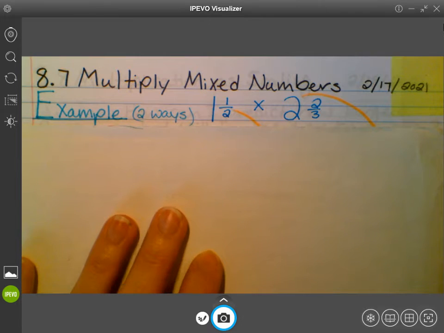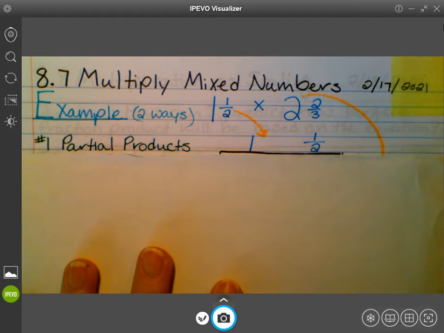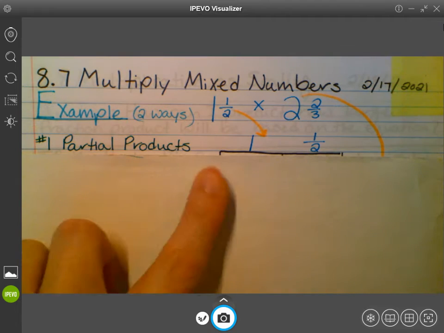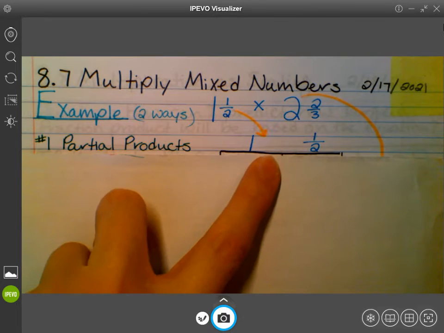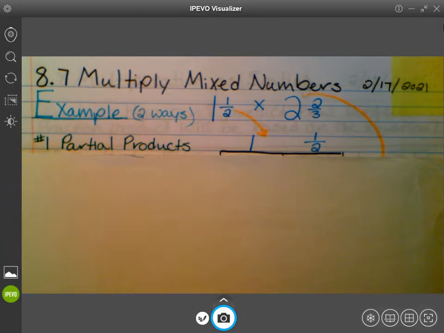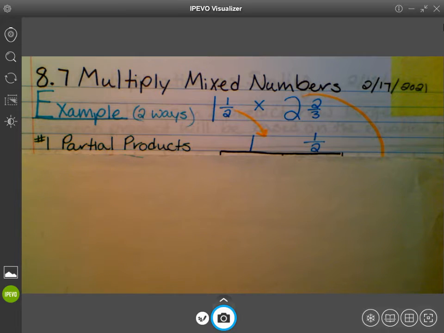Okay. So, our first example, the first way is partial products. So go ahead and label this way. Don't worry about what's on the right here. I'll show you that in just a moment. So our first way is called the partial products method. Now, we've heard the term partial products before, haven't we, 5th grade? So partial products.